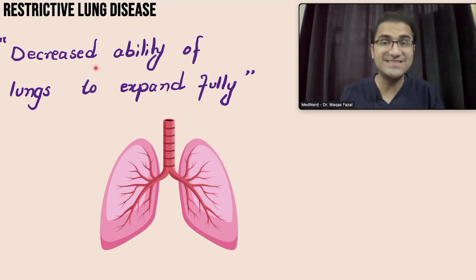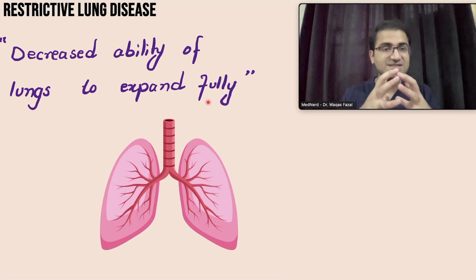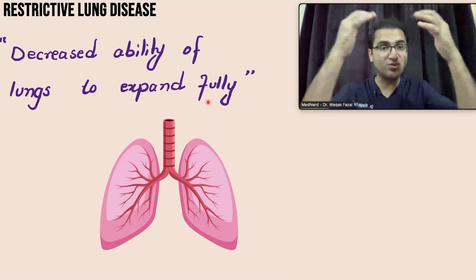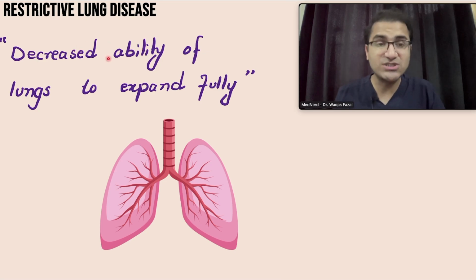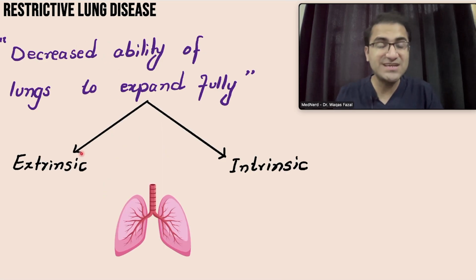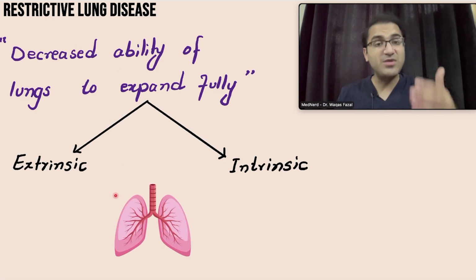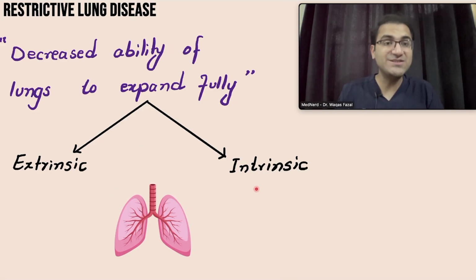Restrictive lung disease is the decreased ability of the lungs to expand fully. The lungs cannot expand fully, therefore they cannot take the air in properly. Now there can be two causes that can result in a restrictive lung disease. There can be extrinsic causes outside the lungs involving the chest wall, or there can be intrinsic causes, where something is wrong with the lungs, something is wrong with the lung tissue.